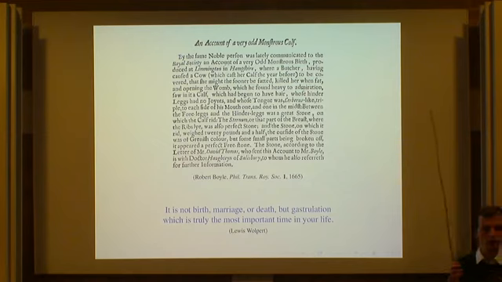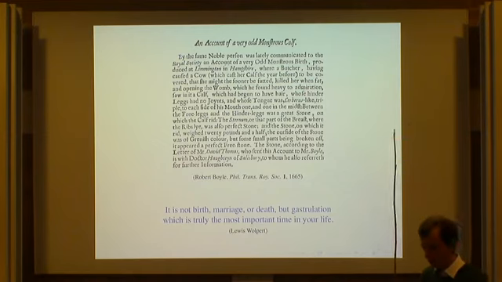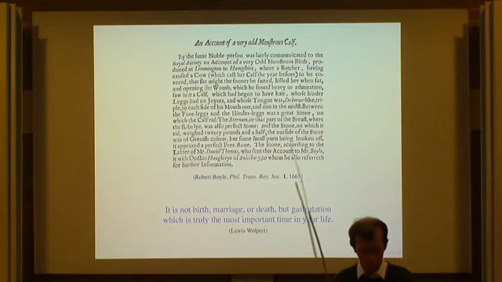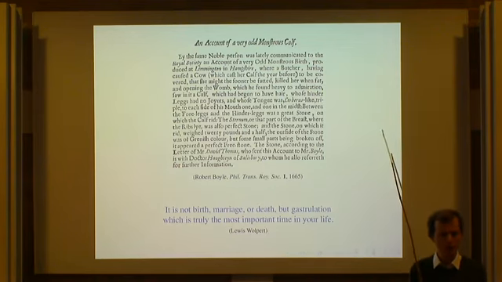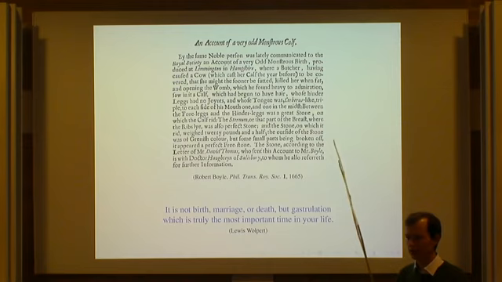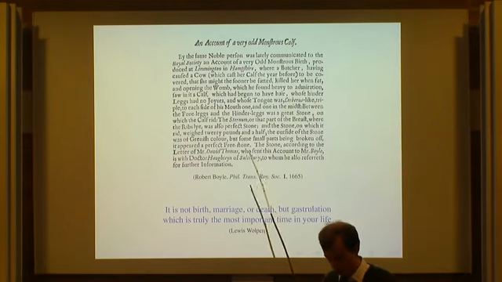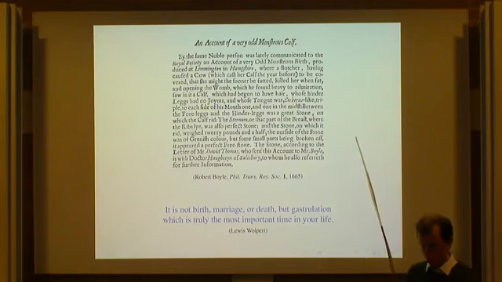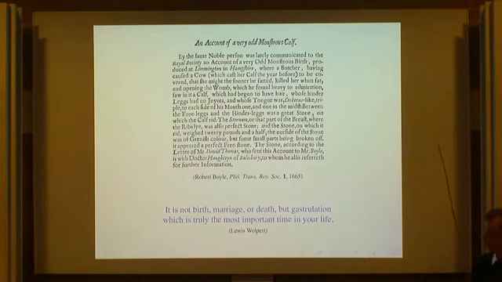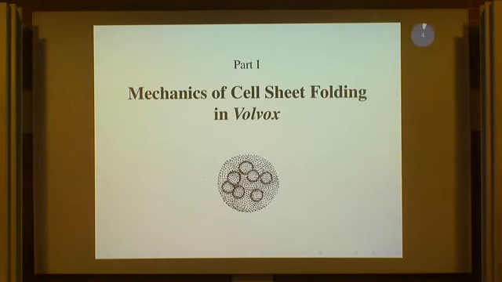these deformations of cell sheets arise from a rather intricate interplay of cell shape changes, cell migration, cell intercalation, and cell division. And so, if we want to get a more mechanical understanding of these processes, we should probably look at even simpler systems. So the first part of my talk will deal with the mechanics of this cell sheet folding in a green alga called Volvox.